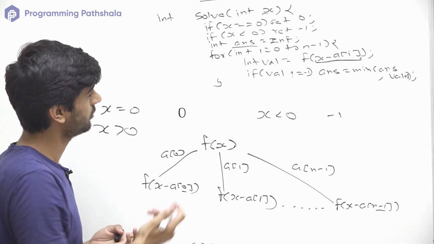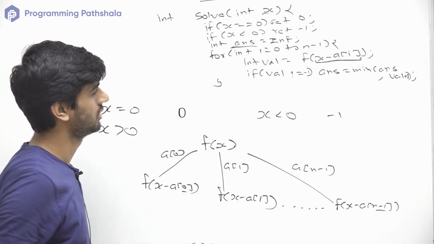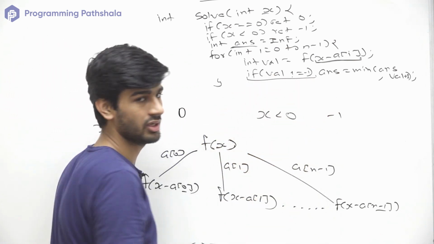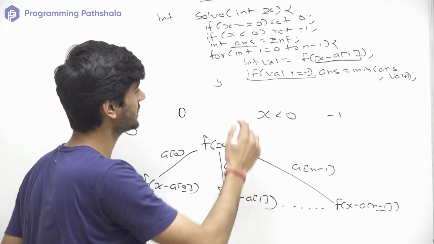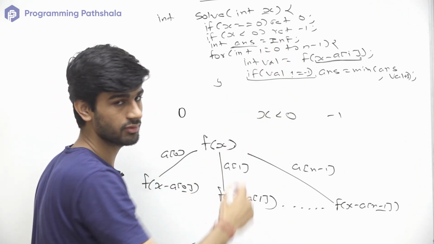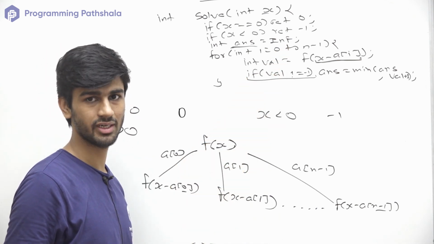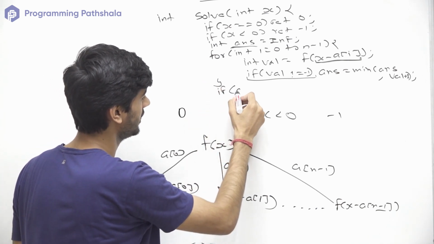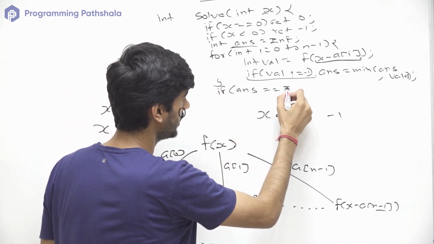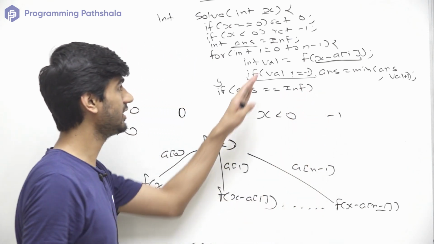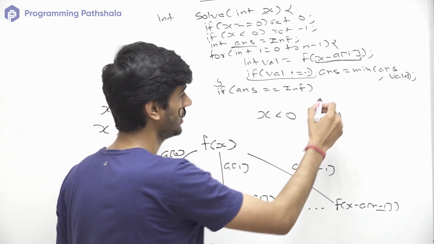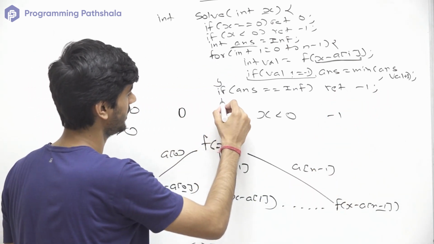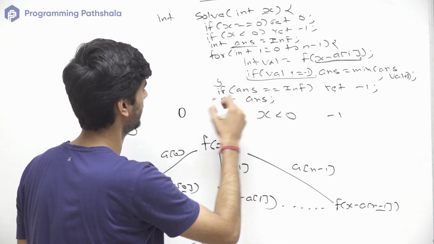So in that case, what will be the value of this ans? If all the function calls are returning -1, then this condition will never be true. And if this condition will never be true, then this ans will always have the value of infinity, or whatever value we are providing it, right. It may be int max or something else. So if after this for loop ans is still equal to infinity, we can say that it is impossible to get a sum of x. So we should return -1 in that case. Otherwise, we can return whatever value this ans is having, right.